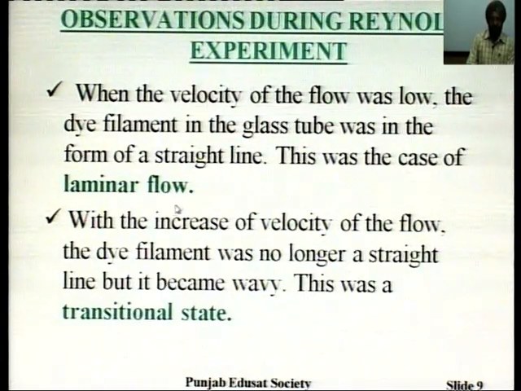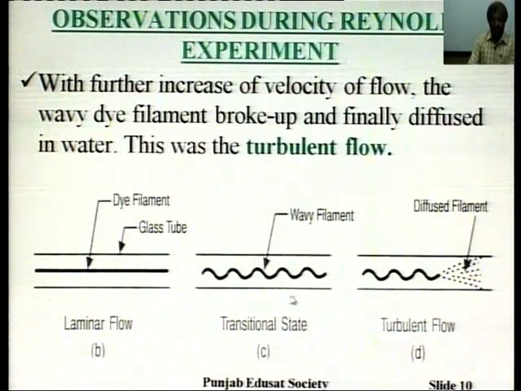Now what next? With the help of the valve we increase the velocity of flow, and the dye filament was no longer a straight line. It became wavy, as you can see here. This is the in-between transitional state where the dye filament has become wavy. It's in the form of a wave, that's why it's called a wavy filament. And this state is called the transitional state according to Reynolds, the second state.